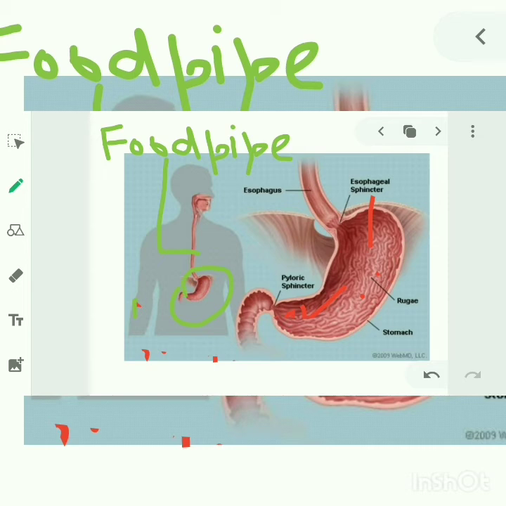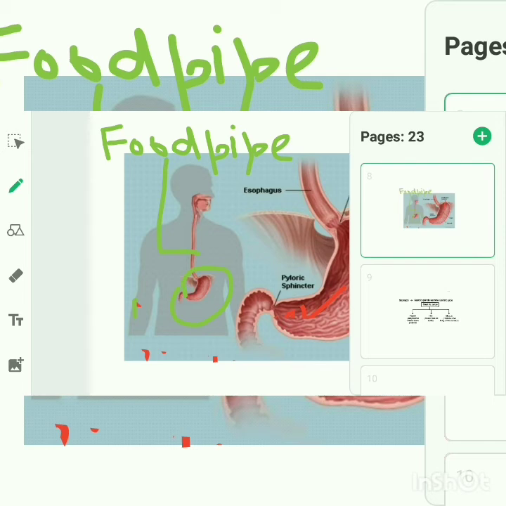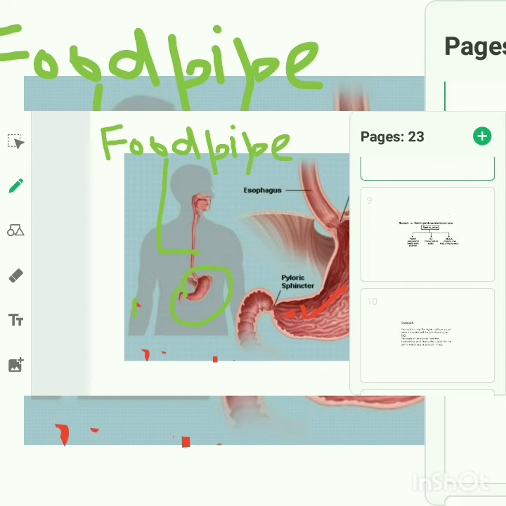So now food reaches into our stomach, and the stomach contains a gland called the gastric gland. Gastric gland secretes an enzyme called gastric juice. Gastric juice consists of three things, that is HCl, mucus and pepsinogen. Now we will try to understand it with the help of this chart.